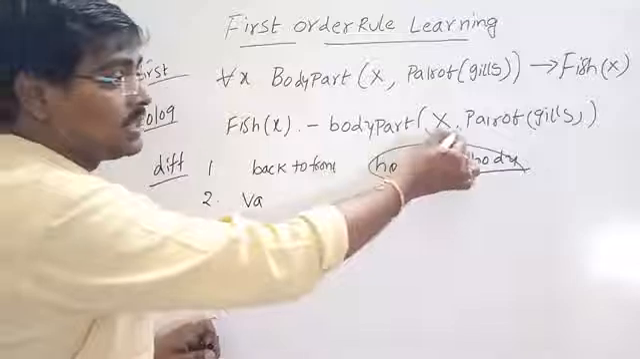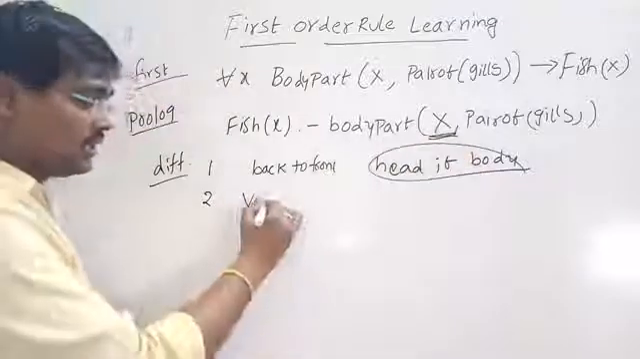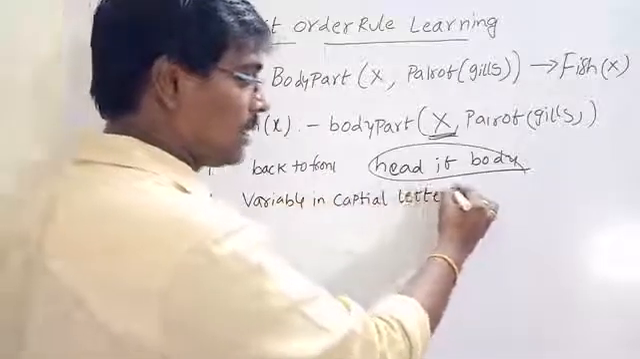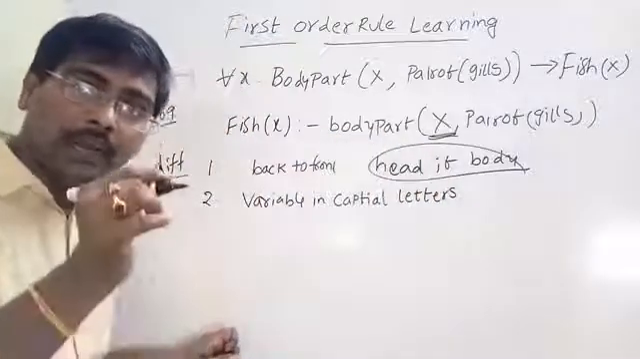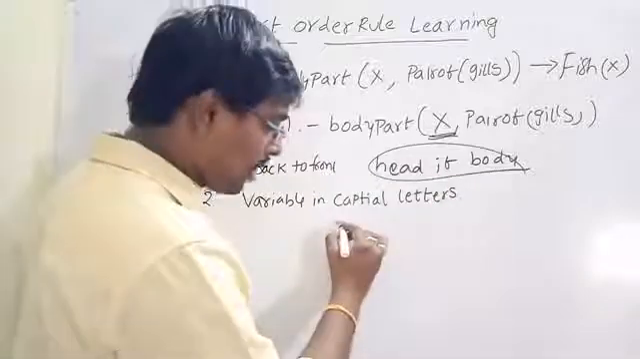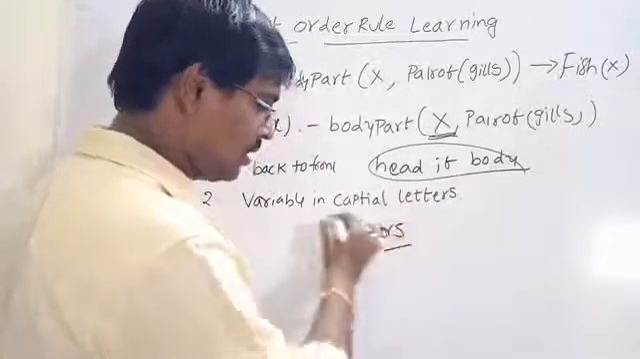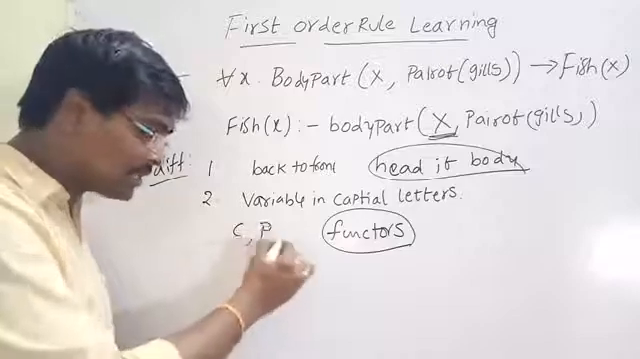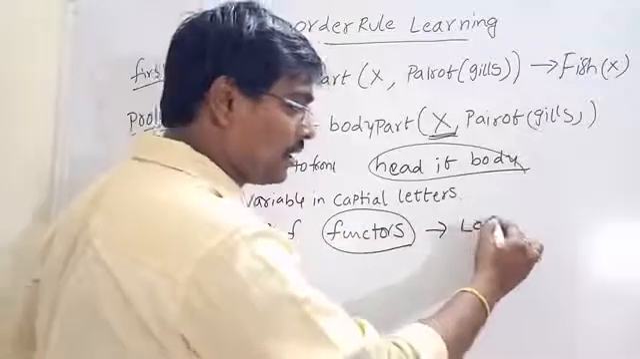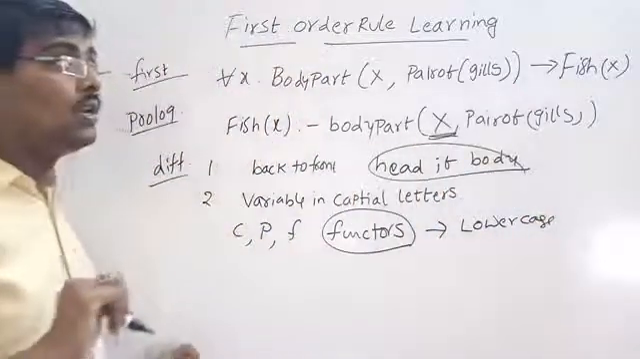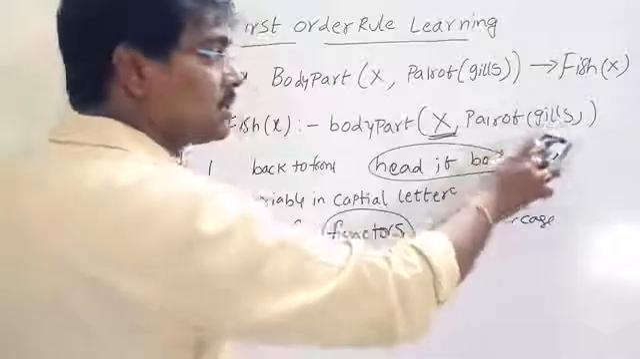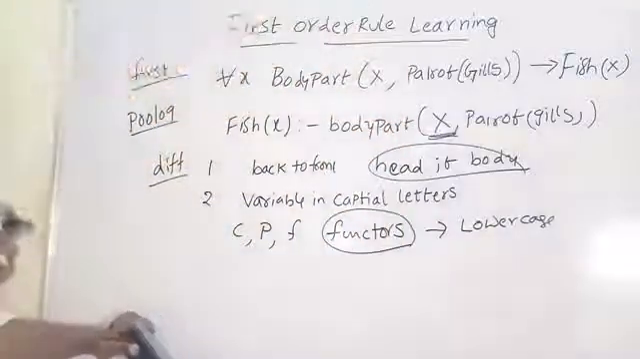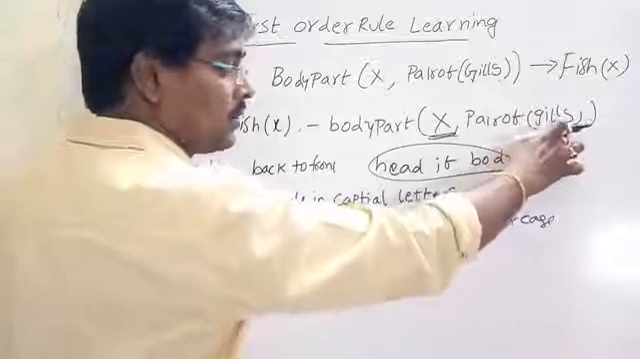One more difference is the capital X: variables are written in capital letters. All the constants, predicates and function symbols are represented in lowercase. Remember, in Prolog the function symbols are called functors. For example, here I am writing gives in lowercase, whereas in the previous example I wrote capital G.